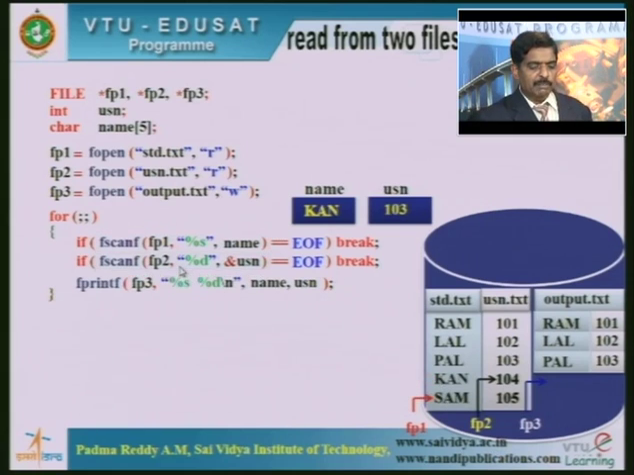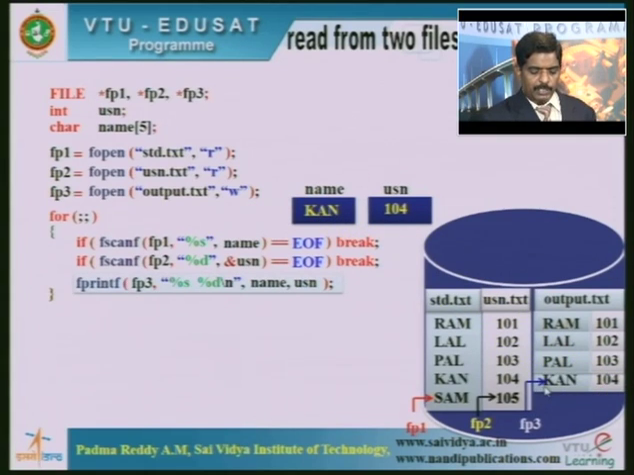Now, when this statement is executed, we read from fp2. What is read? 104 should be read into usn. So, 104 is read into usn. The pointer will point to the next number. Now, see what's happening. When we execute this, name and usn are read and written into fp3. So, Con and 104 are written into fp3. The pointer points to the end of file. Now, see, this is the last time we are entering the loop.